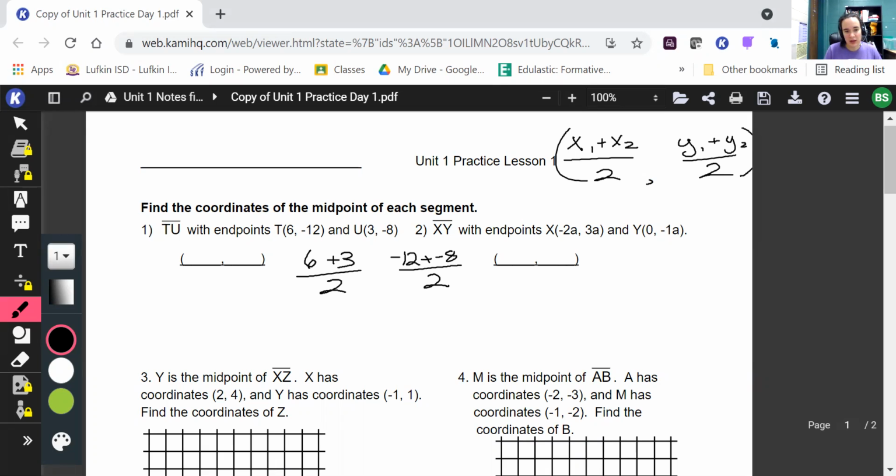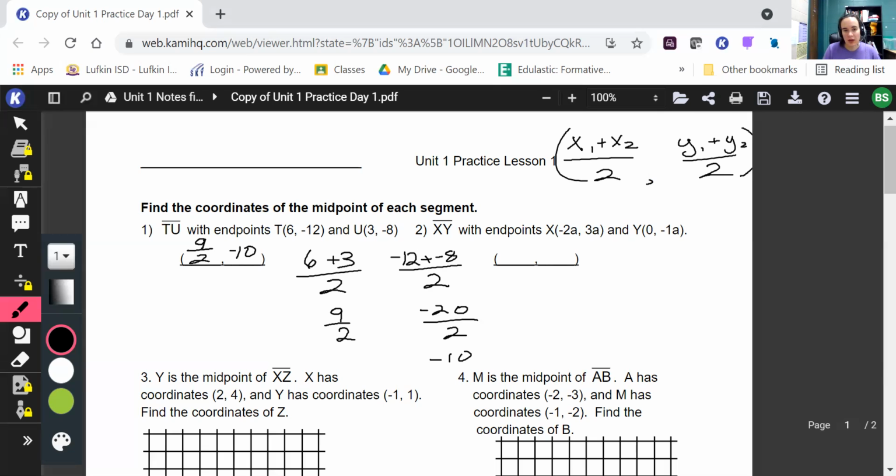6 plus 3 is 9. So we've got 9 over 2. That doesn't reduce any further, so that is my x value, 9/2. -12 plus -8 is -20. Then we're dividing by 2, and that does reduce further to -10. So we have (9/2, -10), our coordinate for midpoint for number 1.